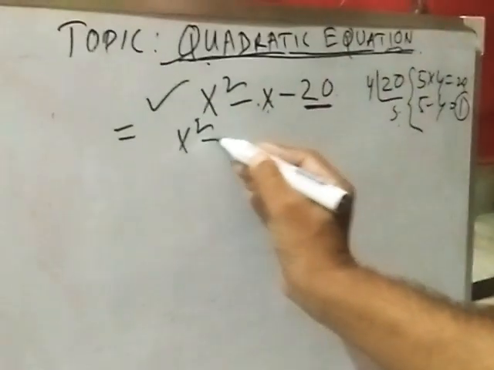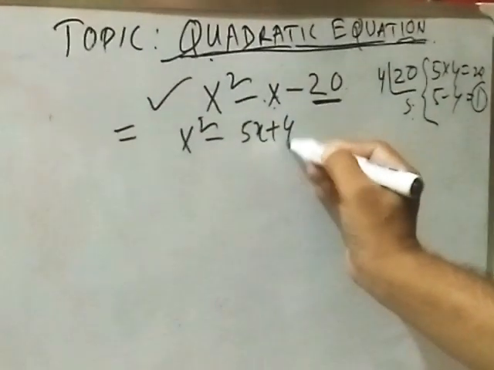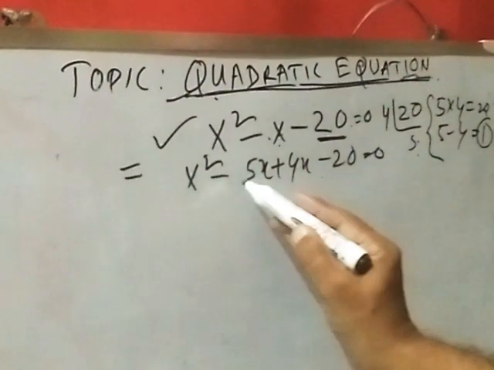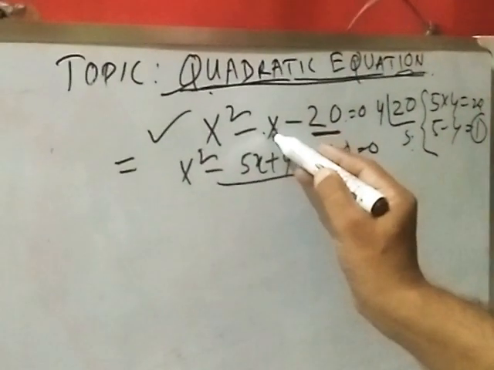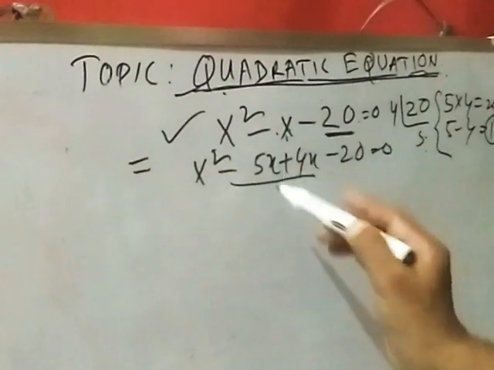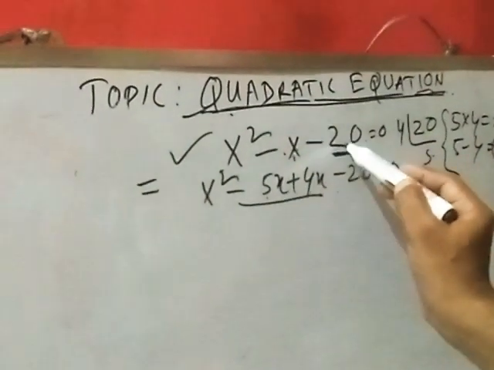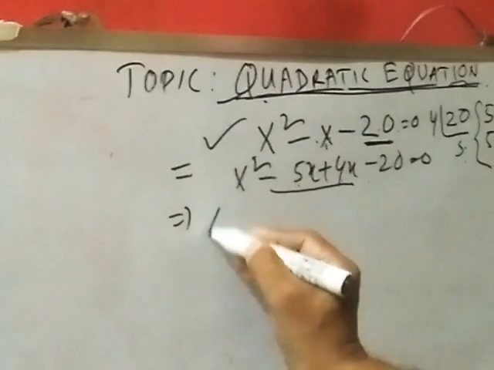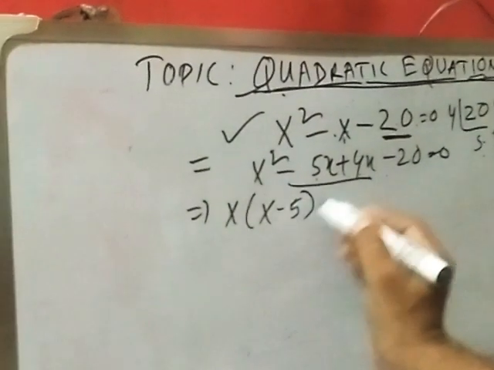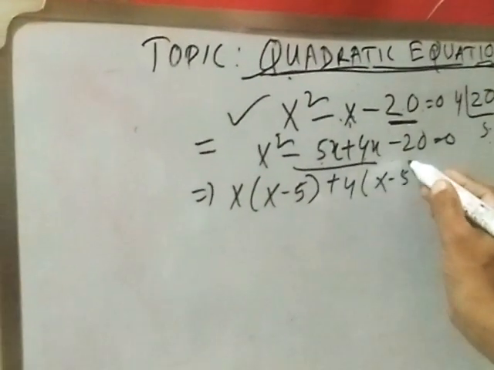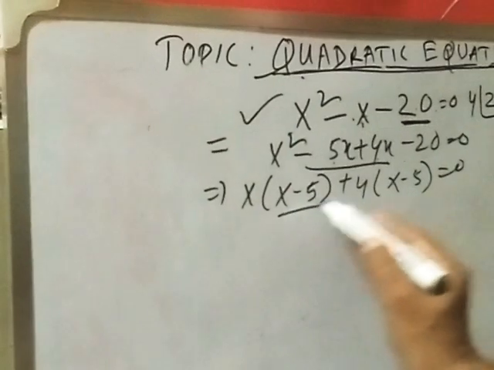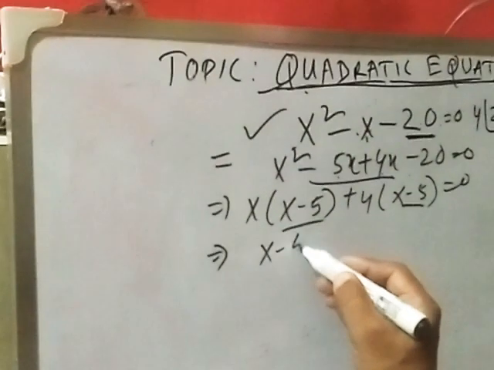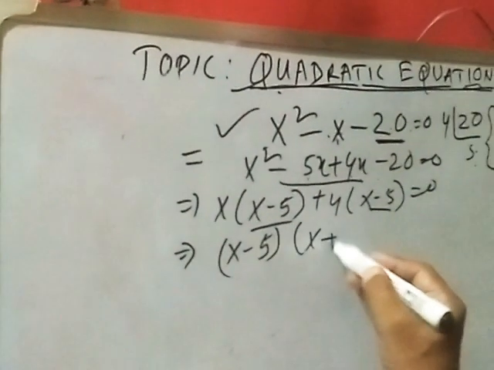So you can write this x square minus 5x plus 4x minus 20. Can we write this? Minus 5x plus 4x, coming out minus x. So how did you get this 5 and 4? Just taking the factors of 20. Clear? Now take common. You are taking common. Okay, these two are same. Okay, well done. Again you have to take common. x minus 5 and x plus 4 equal to 0.